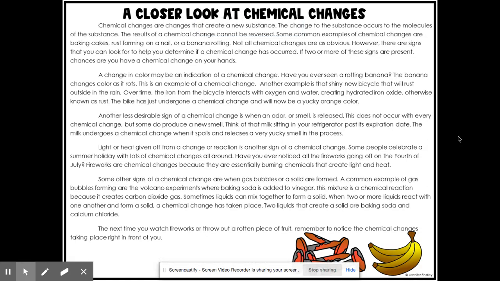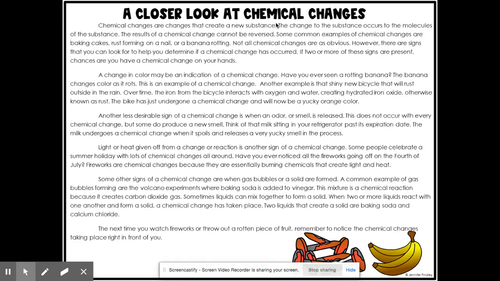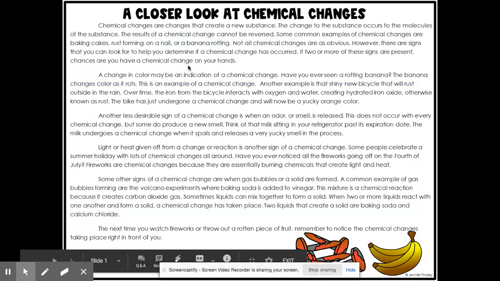So that kind of gives me a hint to the main idea of this passage. Just based on what I'm seeing right here, I believe that this passage is probably about chemical changes. That's my prediction because that's what the title says. So I'm going to go ahead and read it, and then after I read it, I'm going to explain the different questions that you need to answer.